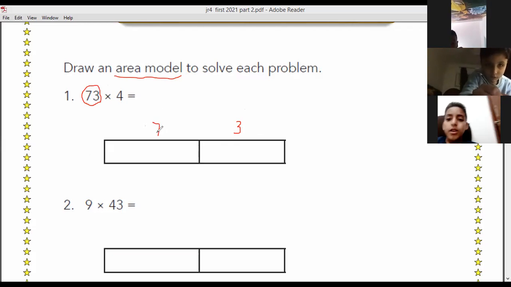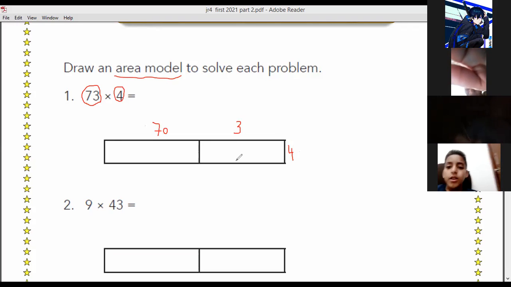So I'm going to write here on this side 70. And what about this 4? Where can I write this 4? In the length or width of this rectangle? In the width. Yes, here. In the width, I'm going to write 4. Thank you, Yassine.